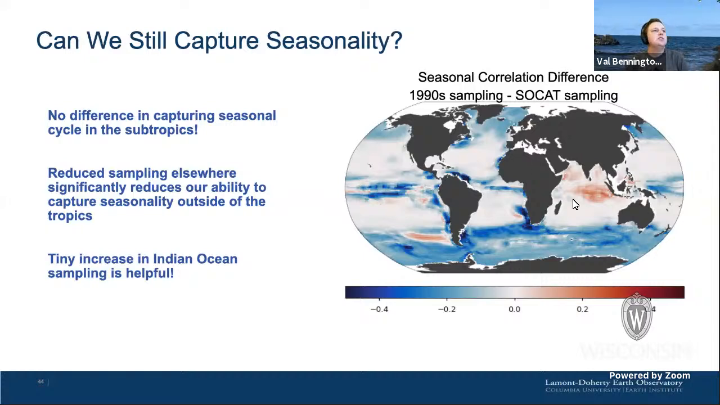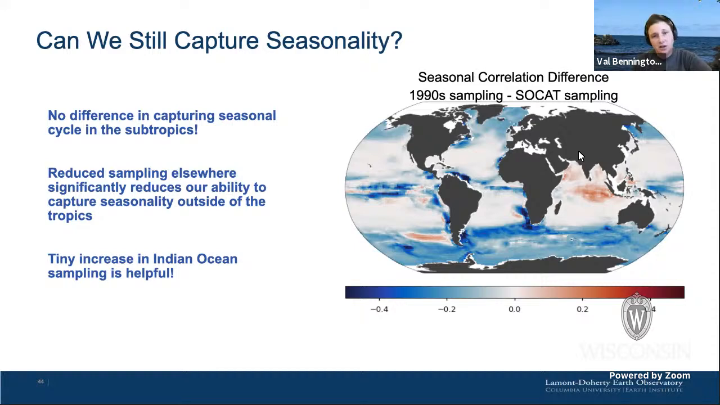And then you also notice you see this red in the Indian Ocean. So it's a very poorly sampled region, but sampling like the 1990s actually increased our sampling there. So we did see an increase in our ability to reconstruct the seasonal cycle there, which is interesting. But you'll also notice that outside of the subtropics, we see a great loss in capturing even the seasonal cycle of PCO2 because we have reduced our samples.